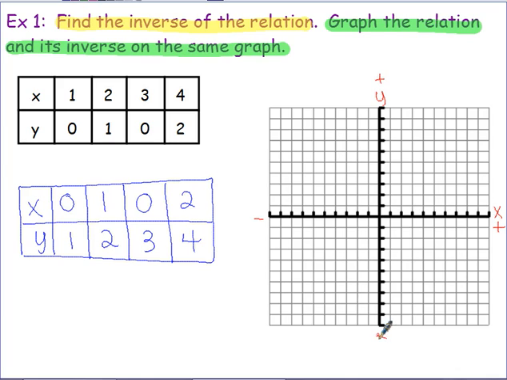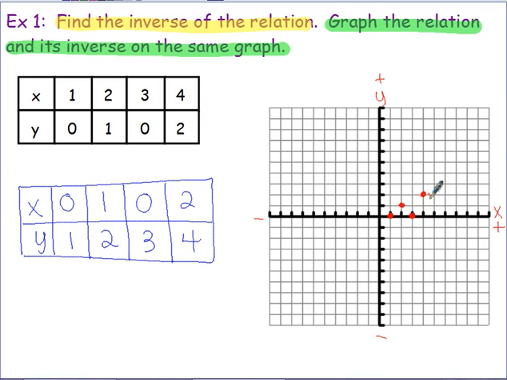So I need to go 1 to the right, 0 up and down. 2 to the right, 1 up. 3 to the right, 0 up and down. 1, 2, 3 to the right, 0 up and down. And finally, 4 to the right, up 2. 1, 2, 3, 4 to the right, up 2.